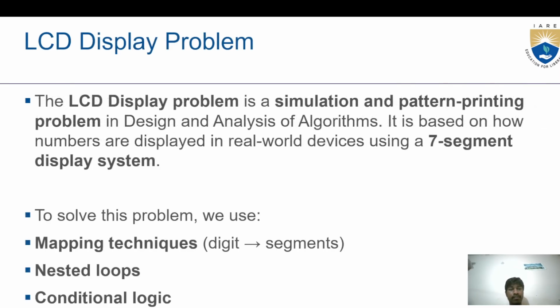The LCD display problem is a simulation and pattern printing problem, like as I've said earlier, in design and analysis of algorithms. It is based on how numbers are displayed in real world devices using a 7 segment display system. To solve this problem, we use mapping techniques, or else we use a map in particular, where the digit is mapped to a particular segment, with nested loops and conditional logic inside the loop. This is how we solve the digital LCD display problem.